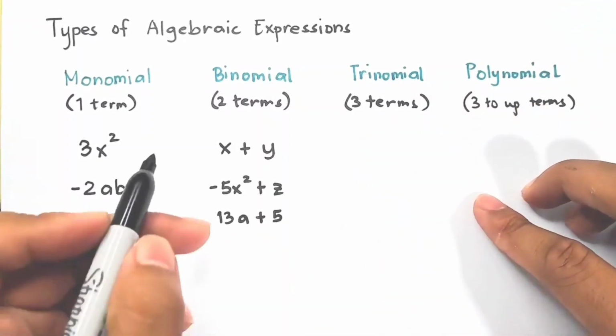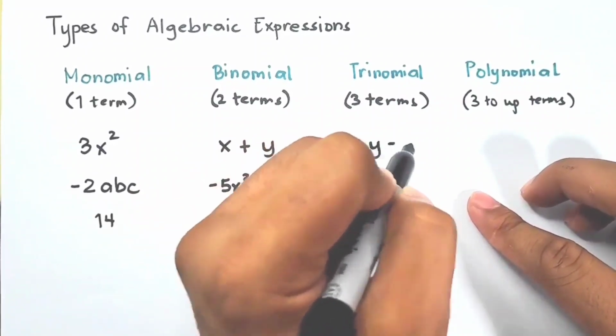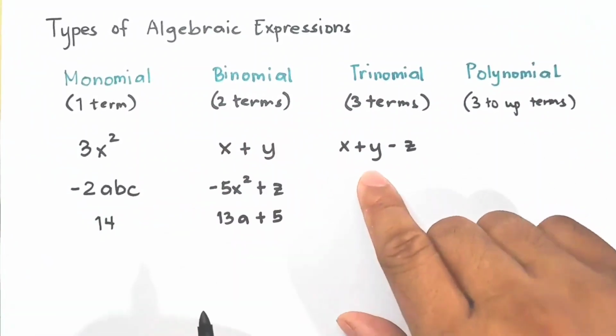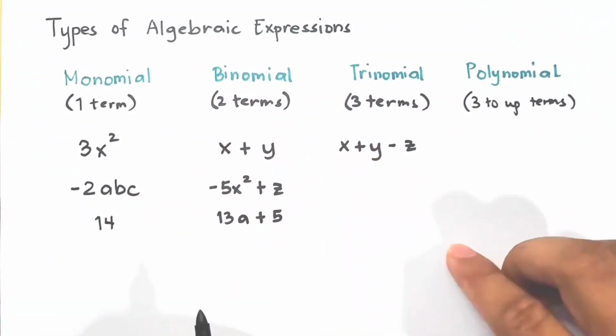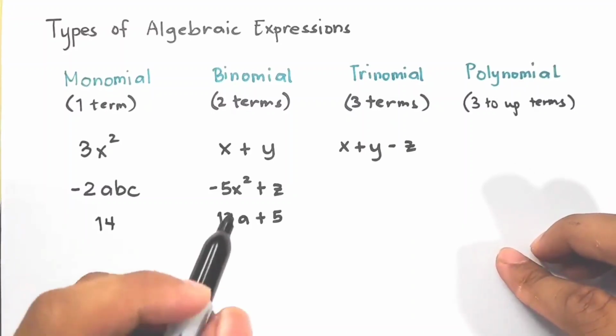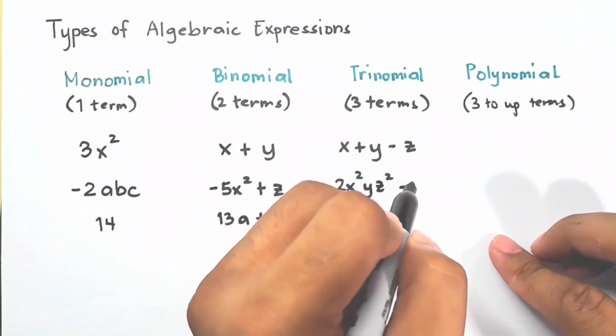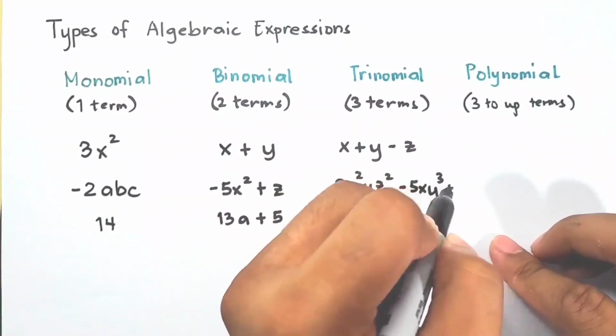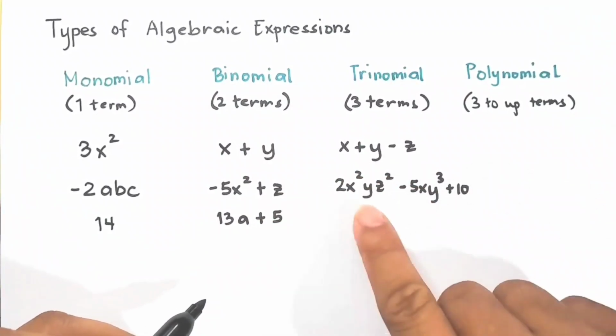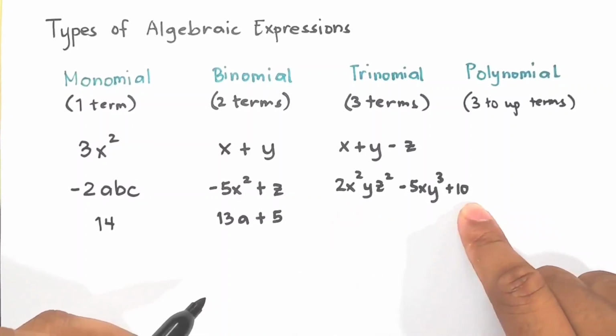We have three terms. For three terms, simple lang yan. Let's say x plus y minus z. This one is a trinomial. 1, 2, 3. Separated by addition or subtraction. Let me give you last one example for the trinomial. We have 2x squared y z squared minus 5xy cubed plus 10. This one is a trinomial. 1, 2, and 3. Okay guys?